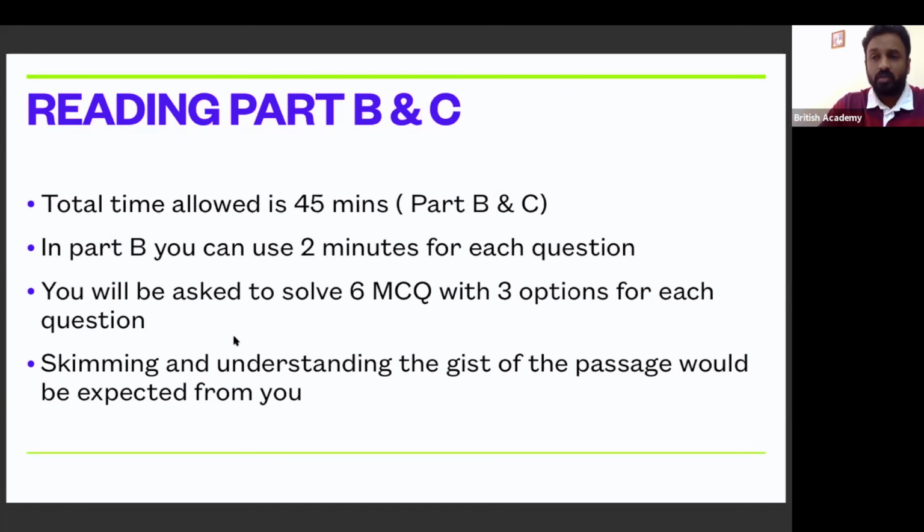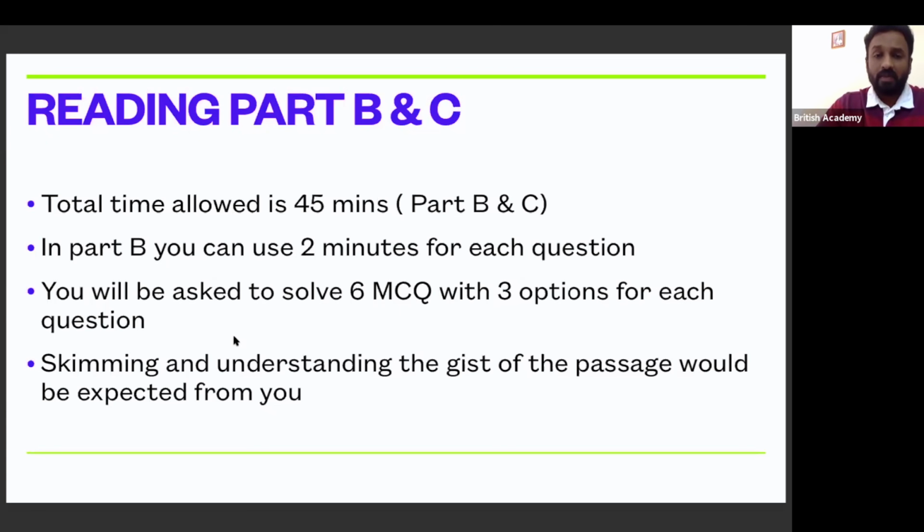for each question, you should not spend more than 2 minutes. If you do it before 2 minutes, like 1.5 minutes, if you're able to solve it, nothing like it, you will save a lot of time. But approximately 2 minutes is the maximum limit you can take in Reading Part B and C. In B, for each question, you can take approximately 2 minutes, no problem. So for 6 questions, you would take approximately 12 minutes. Okay, not more than that.